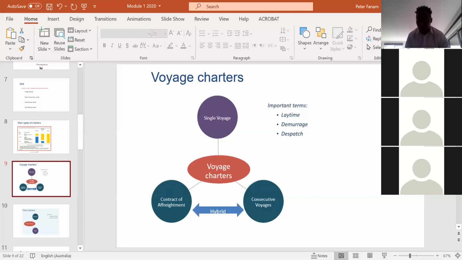Then the ship owner will make sure he is able to deliver all this cargo over various voyages to the destination before the time elapses. And the ship owner is able to use different vessels to deliver this cargo to the destination. So that is the reason why a contract of affreightment is a bit different from the consecutive voyage. If it was a consecutive voyage, it would be the same vessel doing the number of trips several times.